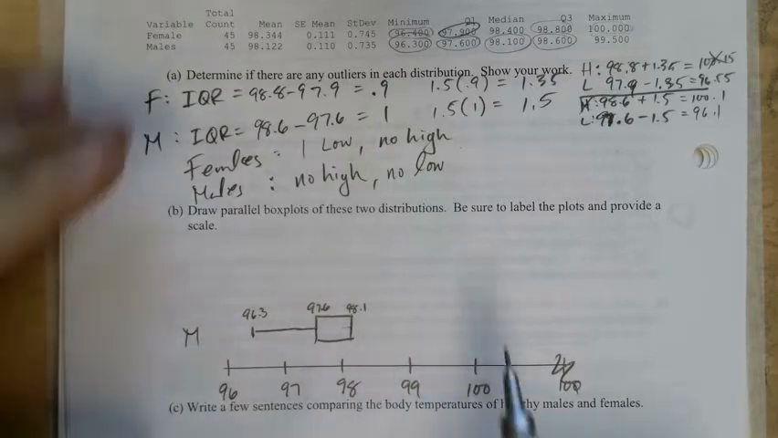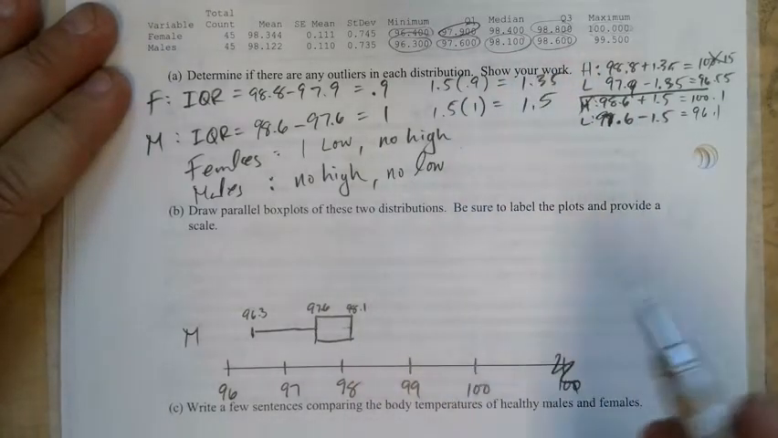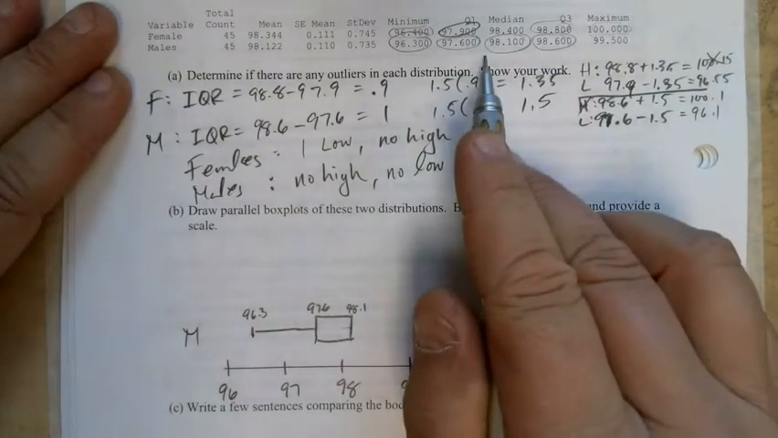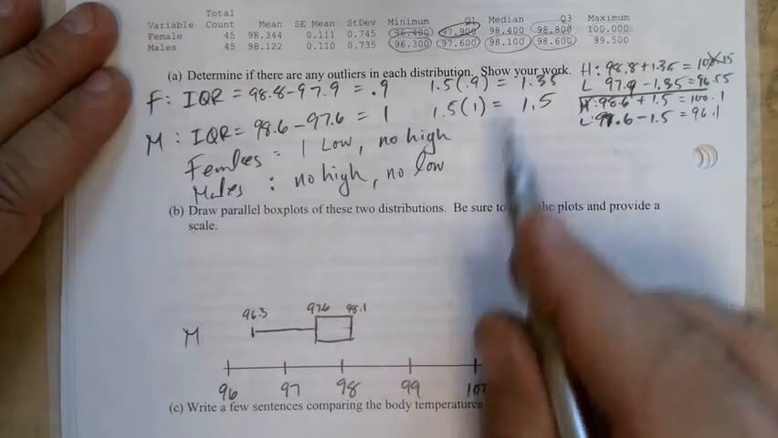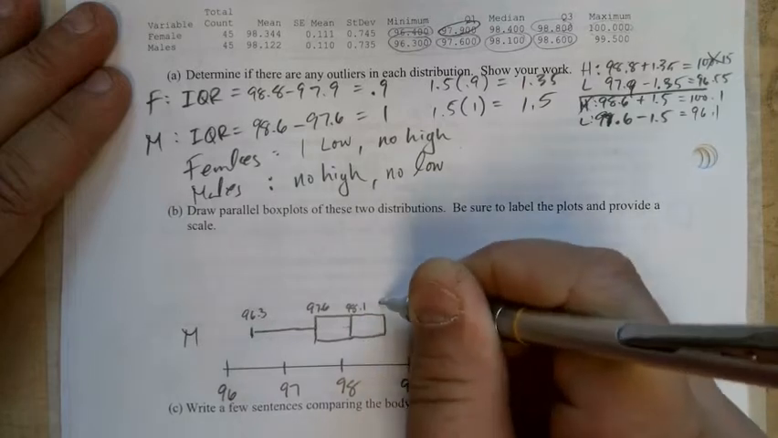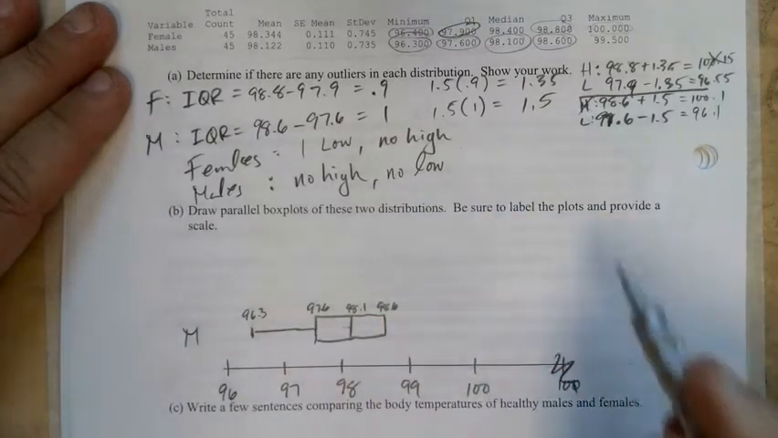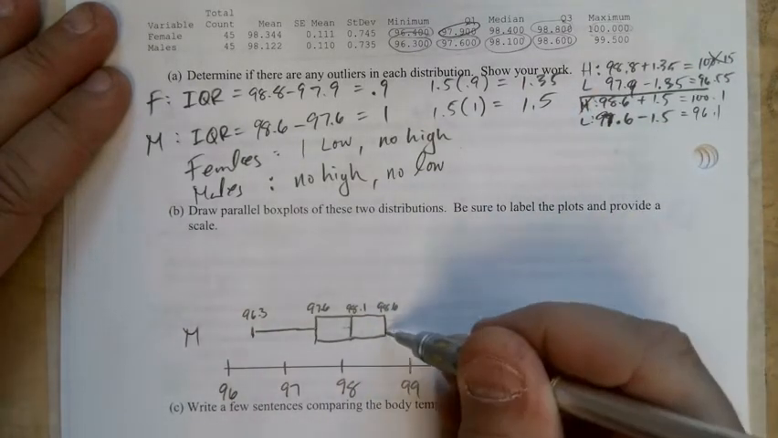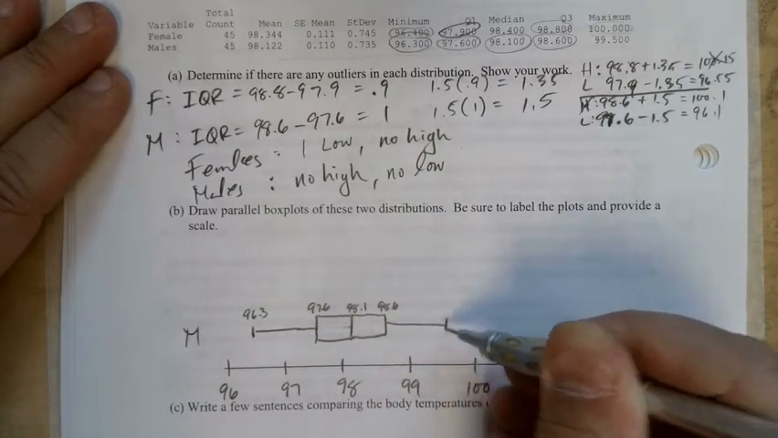Now, third quartile, 98.6. That's kind of right here-ish. And then maximum 99.5. 99.5 is right there.